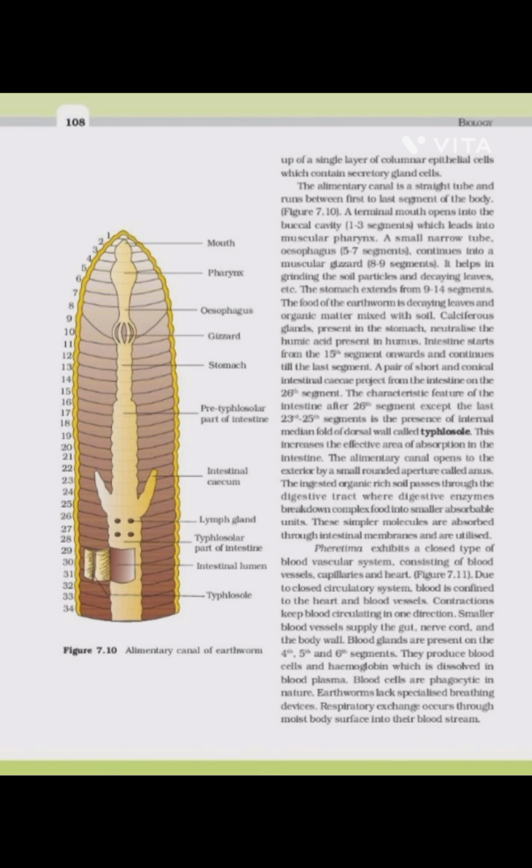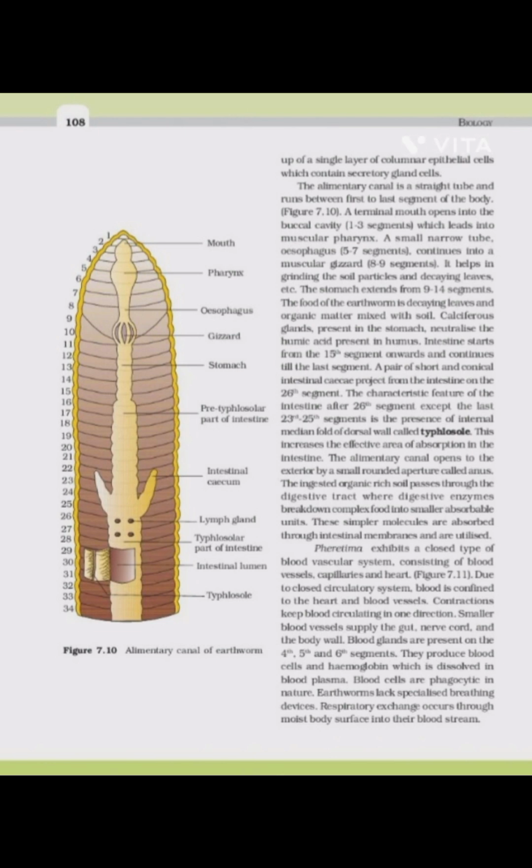A pair of short and conical intestinal caecae project from the intestine on the 26th segment. The characteristic feature of the intestine after the 26th segment, except the last 23rd to 25th segments, is the presence of an internal median fold of the dorsal wall called the typhlosole. This increases the effective area of absorption in the intestine.